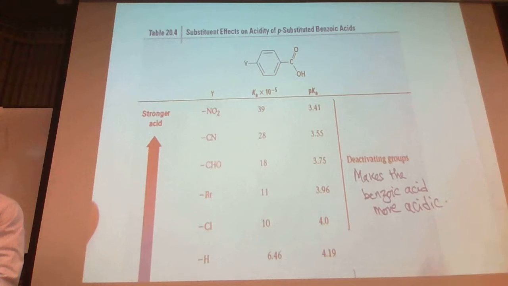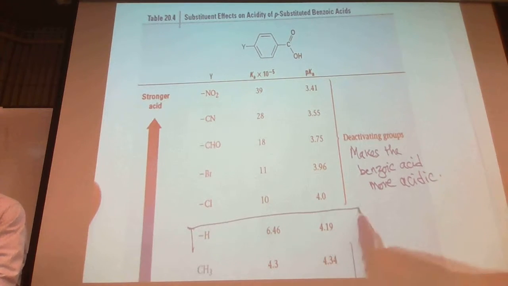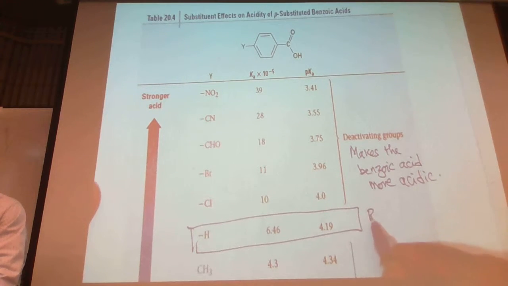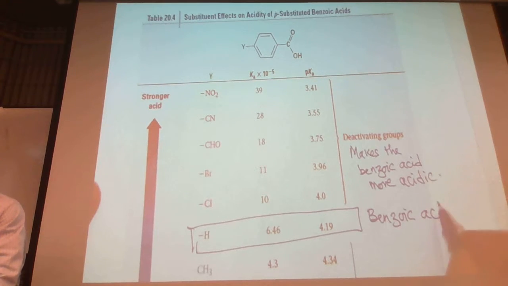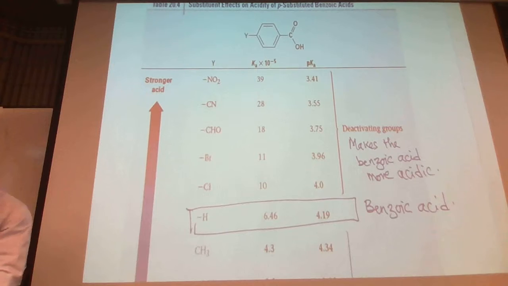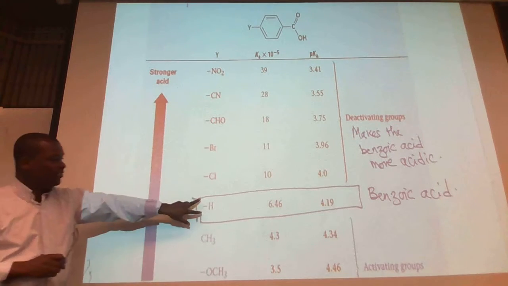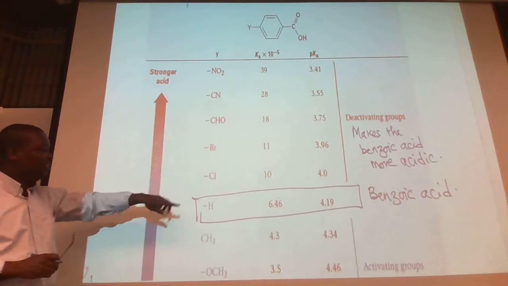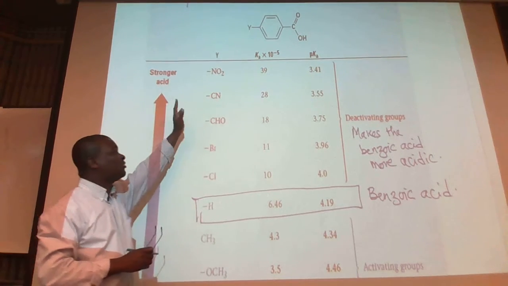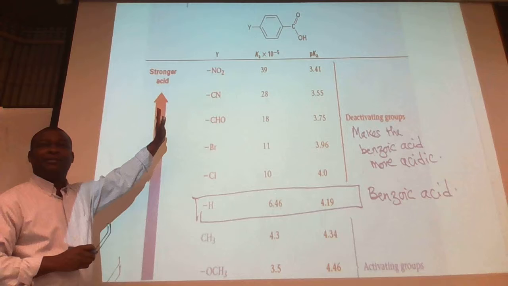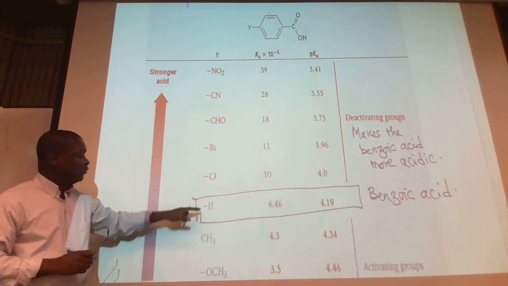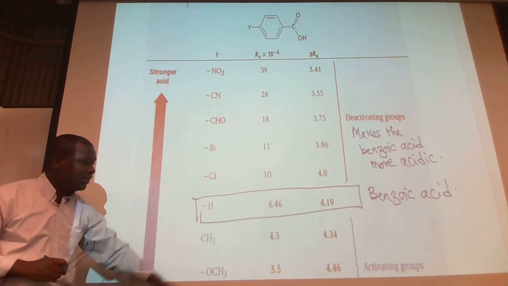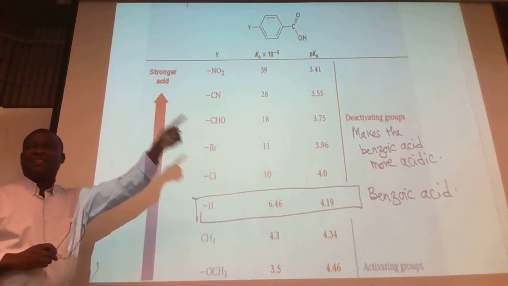Okay? Because this is where you have the benzoic acid. Okay, so that's how to understand that table. So that's the middle right there for the benzoic acid, because Y is H, so that means it's benzoic acid. When you substitute that H for any of this group, it's going to be more acidic. Okay? When you substitute the H for any of the group below, it's going to be less acidic.